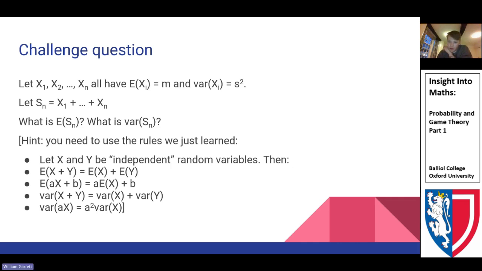Okay, yeah. So Ned has said the correct answer. Because the expectation of a sum is the sum of the expectations, we're just going to get that the expected value of Sn is m plus m plus m plus m, n times, which is mn. Lots of people are saying the correct answer there. How about the variance? What is the variance of Sn?